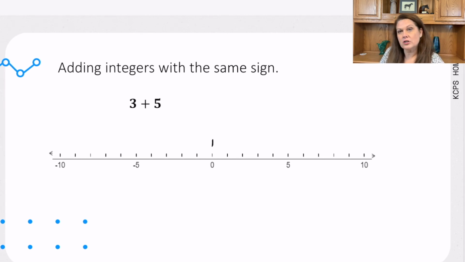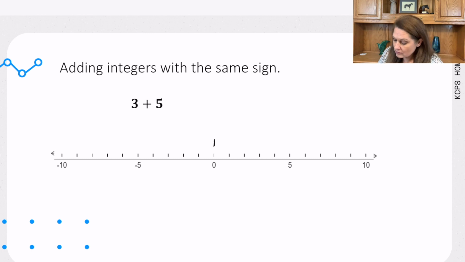So our first term is 3. We're just going to go 3 spaces to the right. You're going to want to put an arrow at the end to show that the direction is positive. I always like to put the number on top, just in case I go too short or too long, so I can convey what I'm really trying to do here.